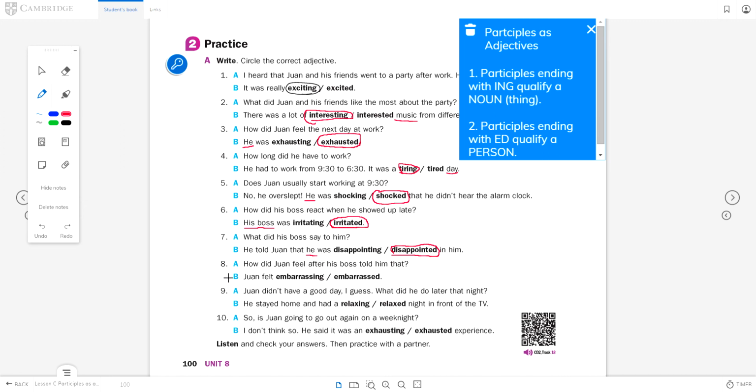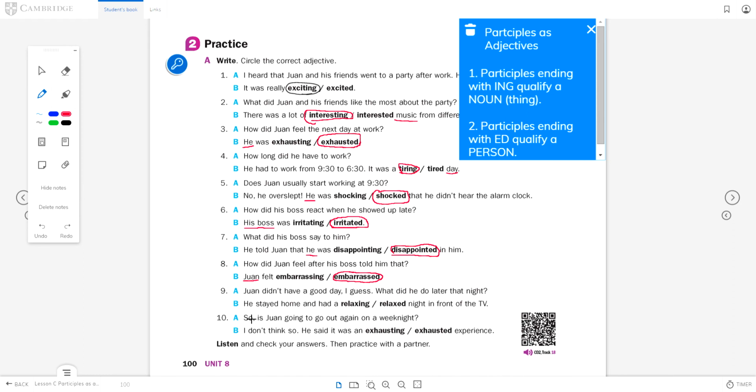Let's go to number 8. How did Juan feel after his boss told him that? Juan felt, this is clear now, right? Juan felt, how did he feel? Juan felt embarrassed. Very good. Why? Because we are talking about Juan and how he felt. Okay?